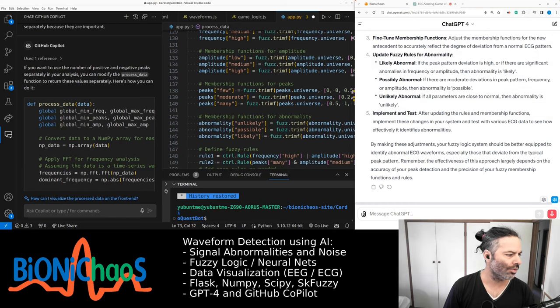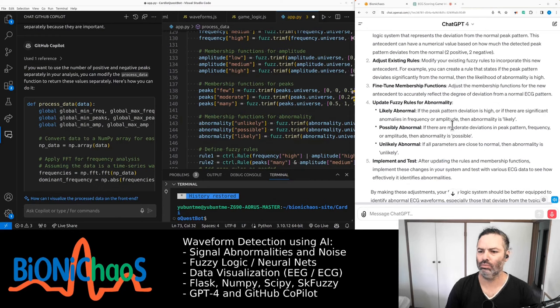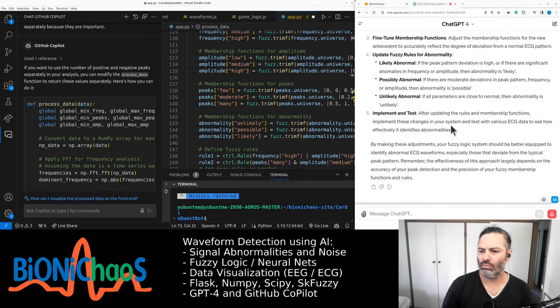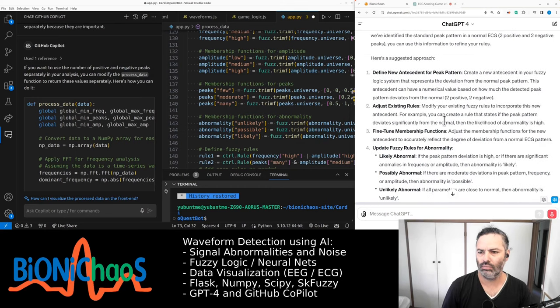Likely abnormal: if the peak pattern deviation is high, or if there are significant anomalies in frequency or amplitude, then abnormality is likely. Possibly abnormal: if there are moderate deviations in peak pattern, frequency, or amplitude, then abnormality is possible. Unlikely abnormal: if all parameters are close to normal, then abnormality is unlikely. Implement and test. After updating the rules and membership functions, implement these changes in your system and test with various ECG data to see how effectively it identifies abnormalities.